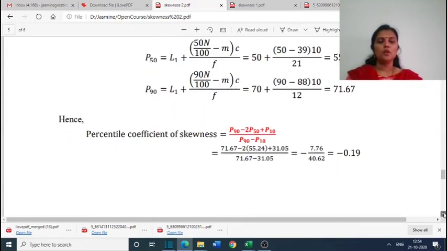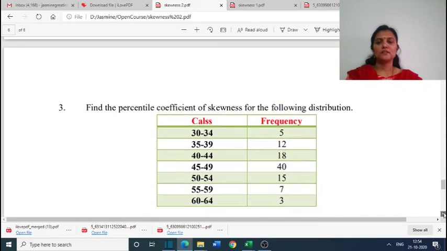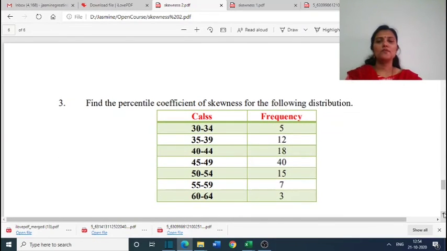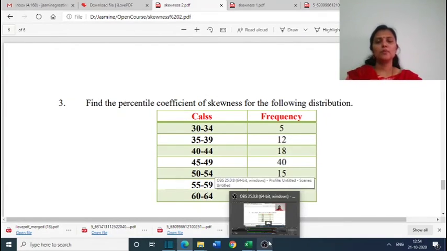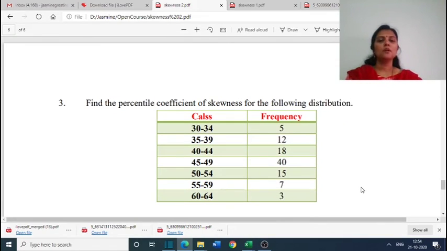Now you have one problem to do as an exercise. Find the percentile coefficient of skewness for the following distribution: class 30-34 frequency is 5, 35-39 frequency is 12, 40-44 frequency is 18, 45-49 frequency is 40, 50-54 frequency is 15, 55-59 frequency is 7, 60-64 frequency is 3. You have to do this problem by yourself.